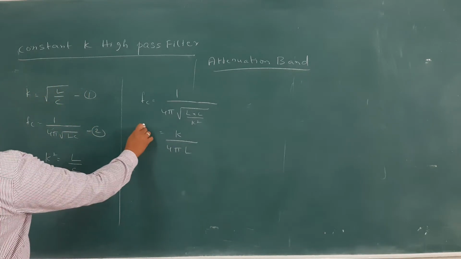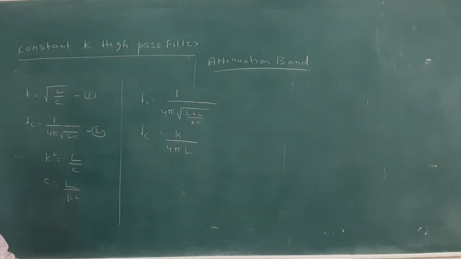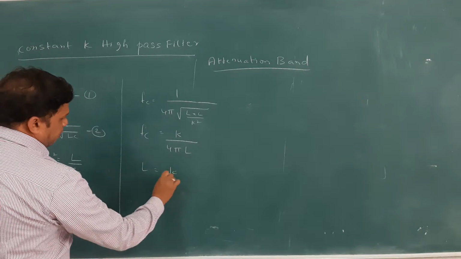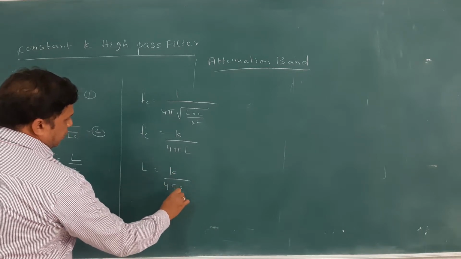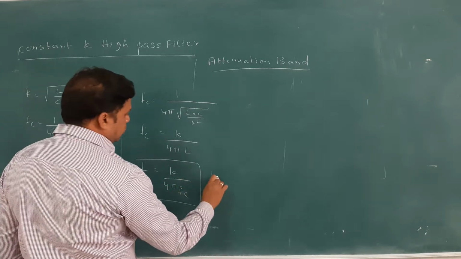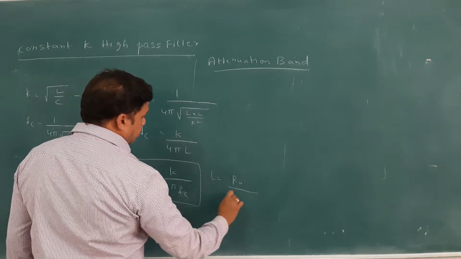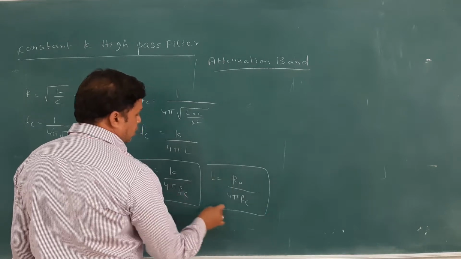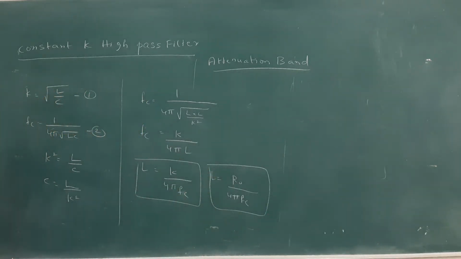So fc is equal to K by 4 pi L, and L is equal to K by 4 pi fc, where fc is the cutoff frequency. You can also write L is equal to R naught by 4 pi fc. So K is nothing but R naught only.